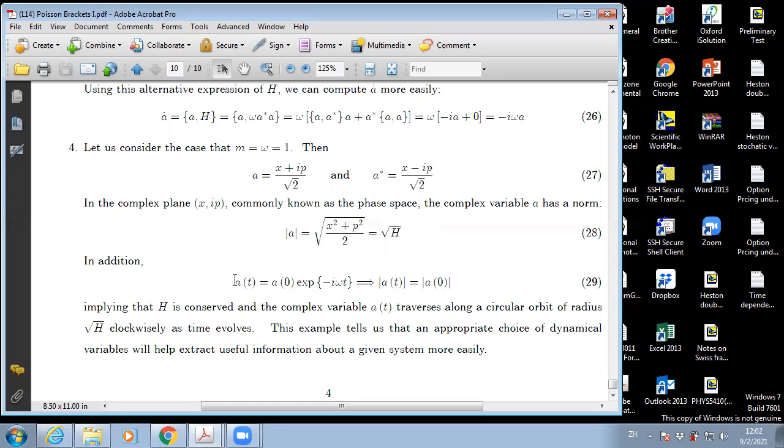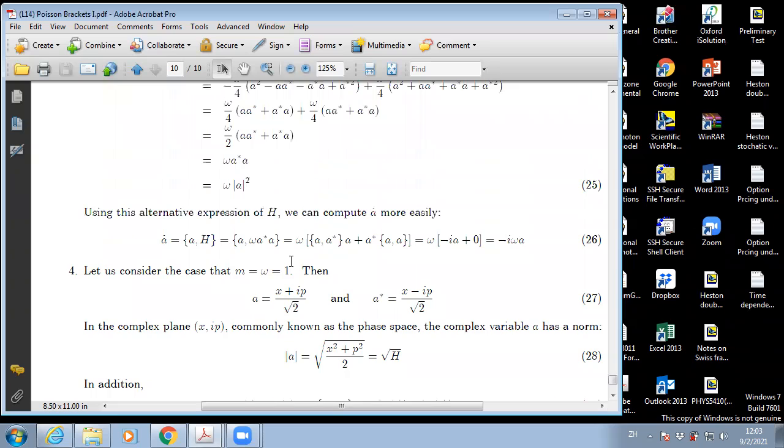This example tells us that an appropriate choice of dynamical variables will help extract useful information about a given system more easily. Now, the complex plane x, iP, which is commonly known as the phase space, offers a very convenient tool for us to explore some nonlinear systems. And you will learn more from the course Mechanics 2.